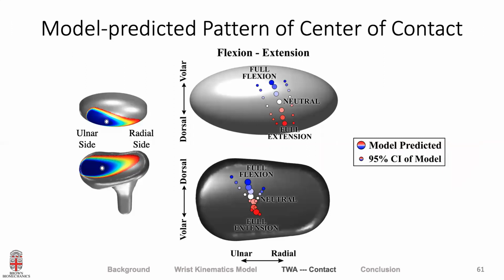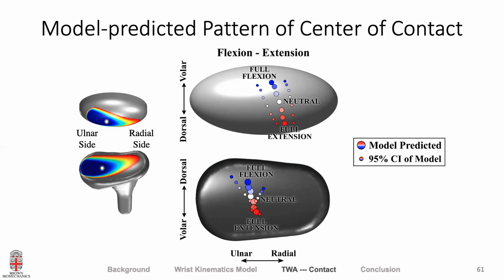Using mixed models to create a predictive model for the center of contact, we looked at the flexion extension angles and the position of the contact on both components. Here, the bigger circles show the actual model predicted center of contact, and the small circles are confidence intervals. So throughout wrist flexion extension, the average center of contact was located radial to the geometric center for the carpal component, and it was located ulnar to the geometric center for the radial component.